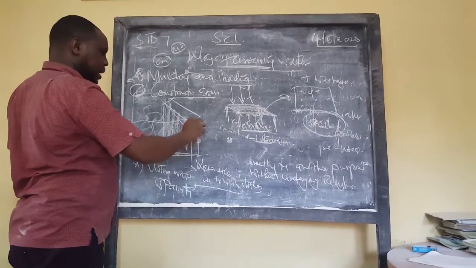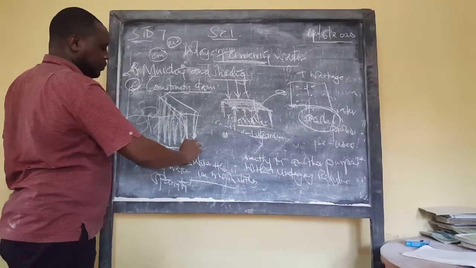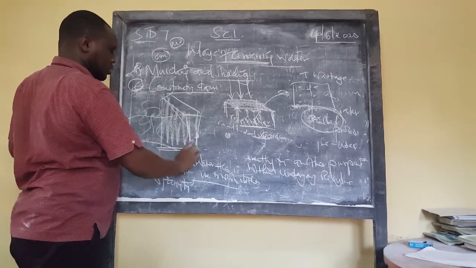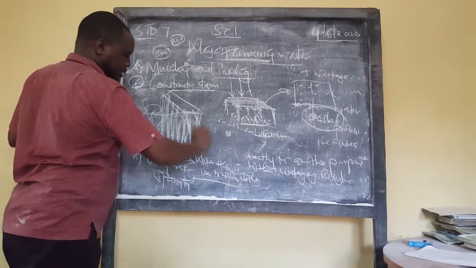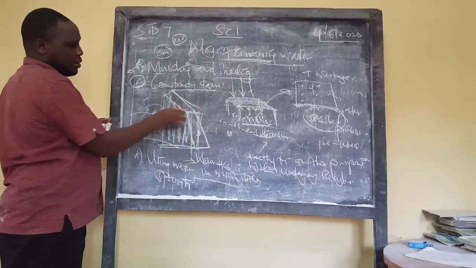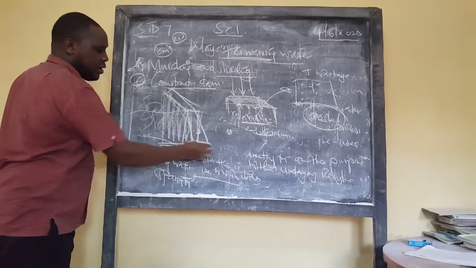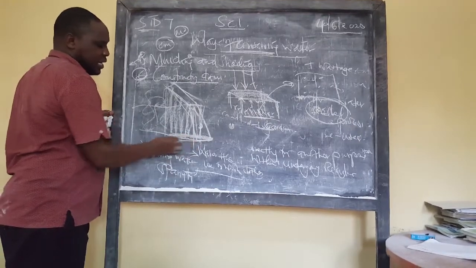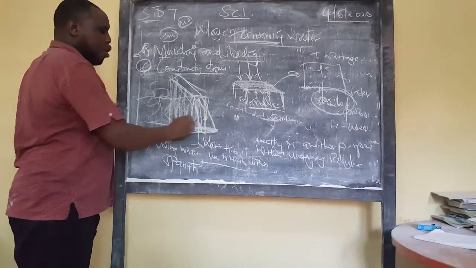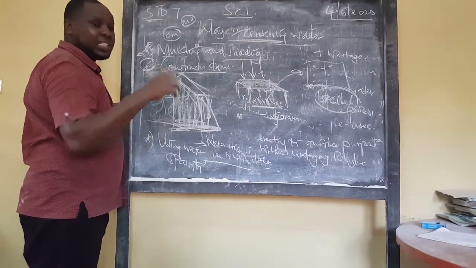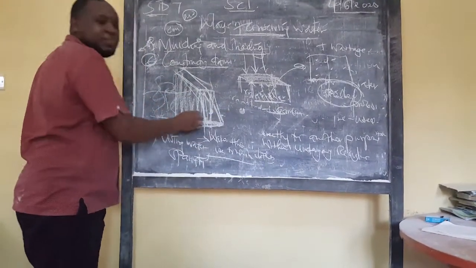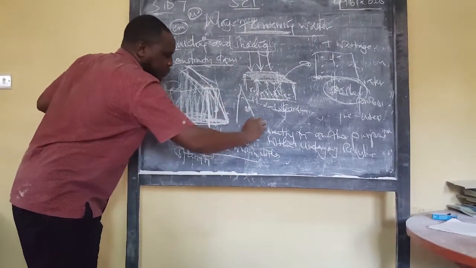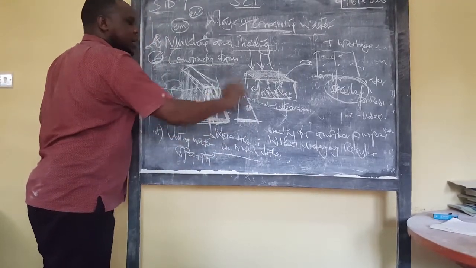And if you can remember, I said in a dam, the base is always stronger. A dam will be made like this. The base is always stronger compared to the top as you go up. Why? This place here is experiencing a lot of pressure because more water is on this side. Remember what you say? That pressure increases with depth. As you go down here, water is becoming much. So that's why you find them constructed like this, a V-like shape, so that the base is very strong compared to the top here.